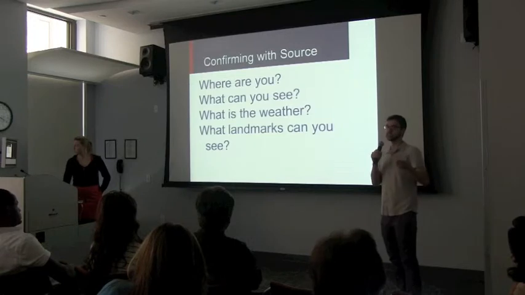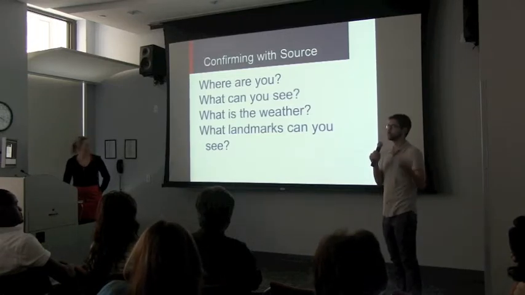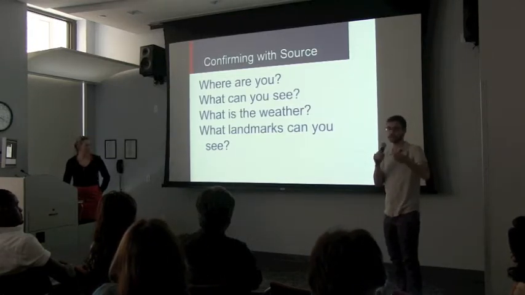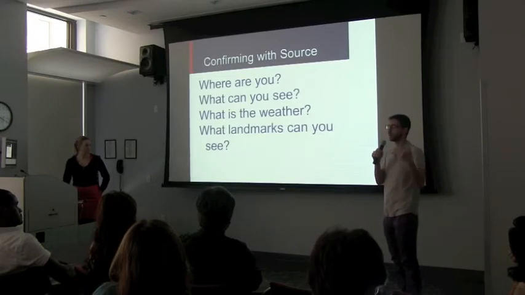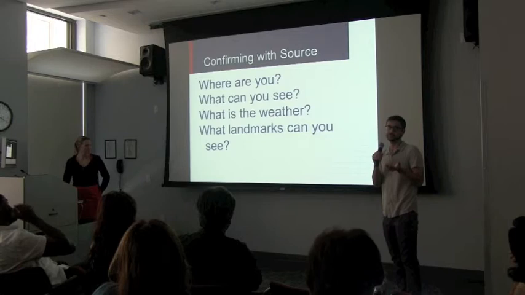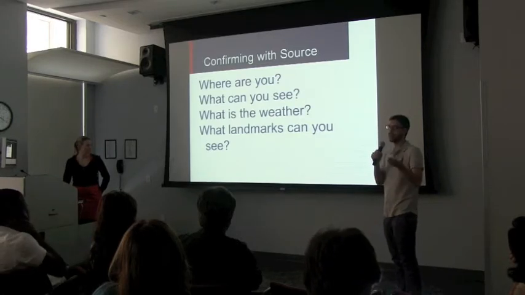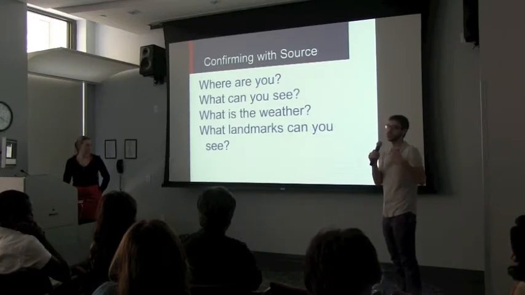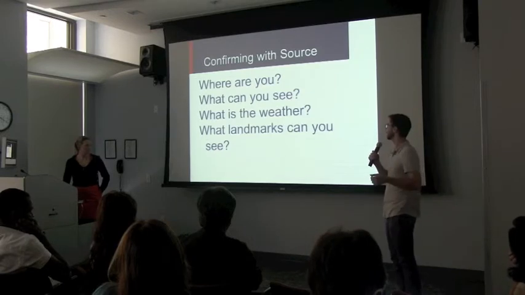And one thing Samantha says is if you're talking on the phone with your source, you can just ask them simple questions like, oh, so you're right in the middle of London, great. Where are you? What can you see? And she says often people will just make stuff up if they're not actually in the location. What's the weather like there? Can you see landmarks? Things like that.